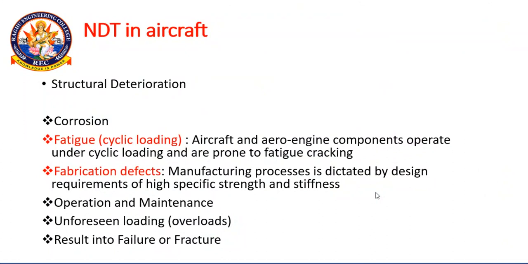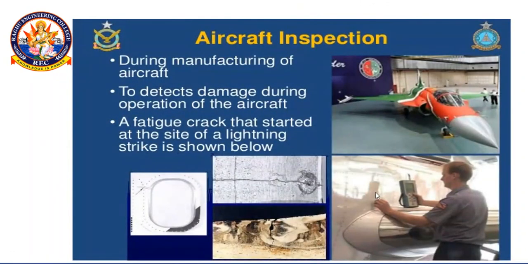Then coming to the next one, aircraft testing: structural deterioration, corrosion, fatigue, and fabrication defects are some problems that occur in aircraft. During the manufacturing process, we test to detect damage, and during the operation time also we test the aircraft with NDT methods. A fatigue crack that started at the site of a lightning strike is shown below. See here, there are some images.